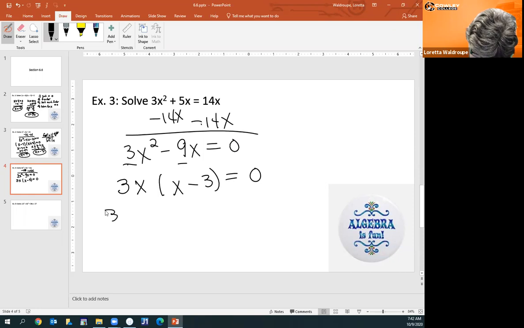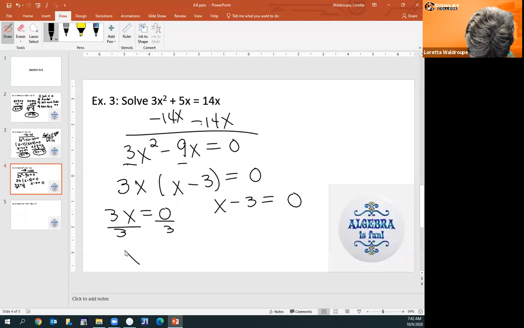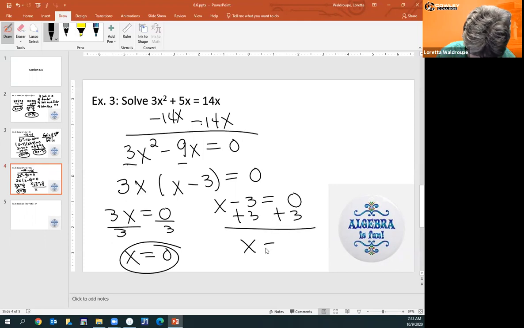Set each factor equal to 0, just like before. Just because it's not a binomial factor does not mean you can't do it. So divide by 3, x equals 0, add 3 to both sides, and your other answer is x equals 3. Okay, one more.